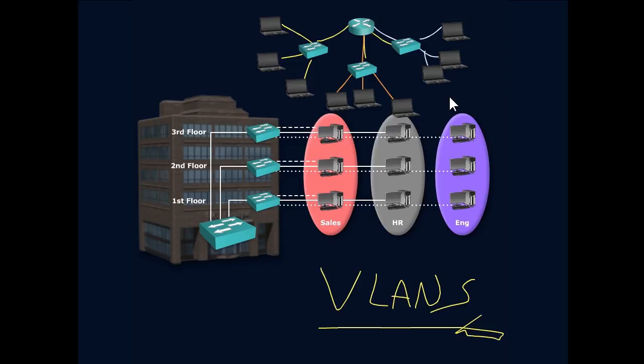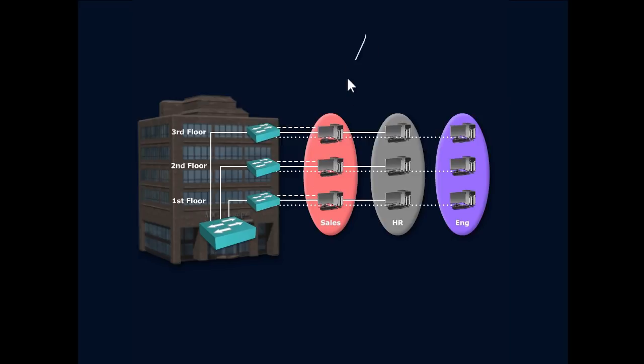So, what do we want to do? We want to change this picture a little bit and make it look like this. All right. So down here, what we're seeing is a VLAN configuration in which our ports have been identified as belonging to the sales VLAN, the HR VLAN, or the engineering VLAN. How do we do that?